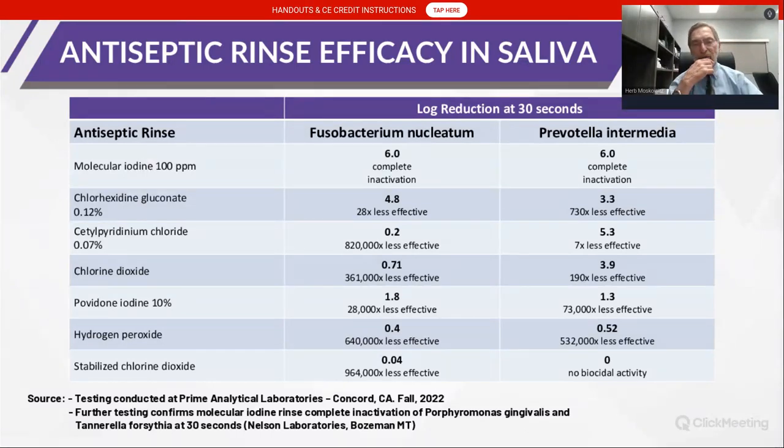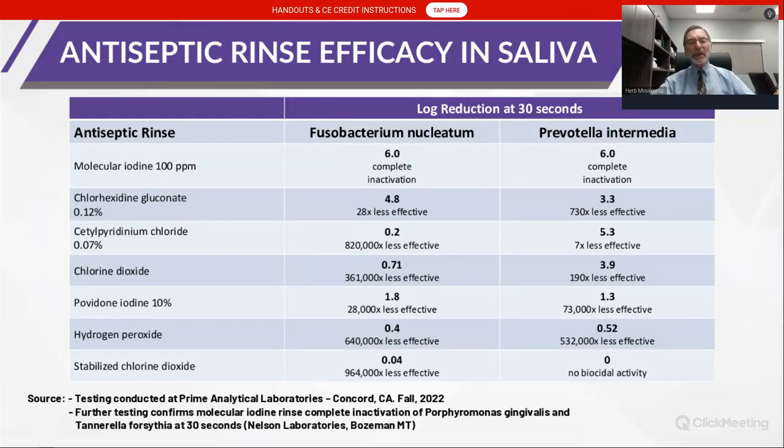There was an important study done last year that compared a number of antiseptic rinses for their efficacy against 2 important periodontal bacteria, Fusobacterium nucleatum and Prevotella intermedia. The rinses that were tested, all were tested in the presence of saliva. Every single one of those rinses was tested in the presence of saliva. Why? Because salivary proteins inactivate most antiseptic rinses.